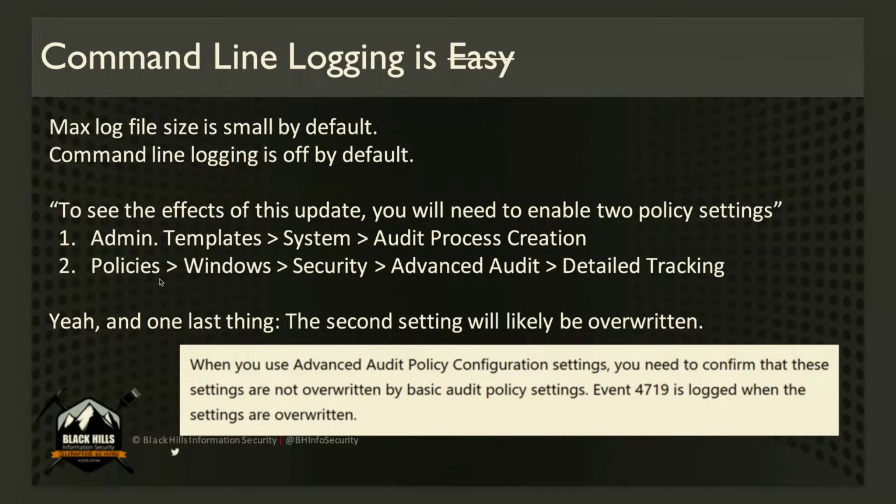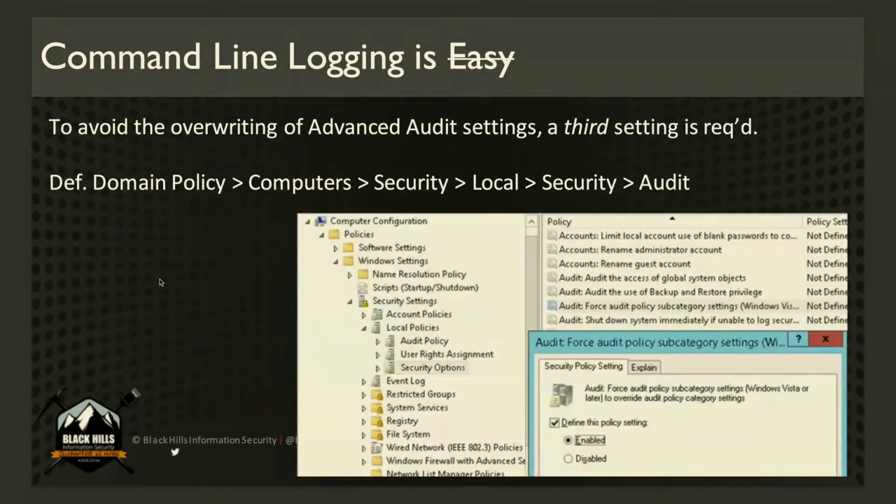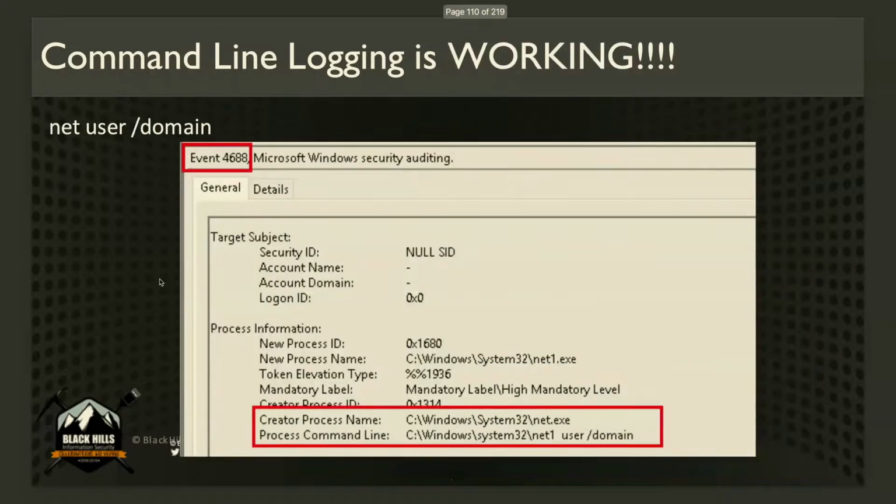To see the effects of this policy update, you have to enable two policy settings: admin template system audit process creation, policy windows security advanced audit detailed tracking. And once again, that second setting will most likely be actually overwritten. So you got to go back and do it again. Then to avoid that overriding, you got to create a third setting that we're going to define the domain policy, computer security, local security audit policy settings. Make sure that's enabled. And then at the end, you get this, right?